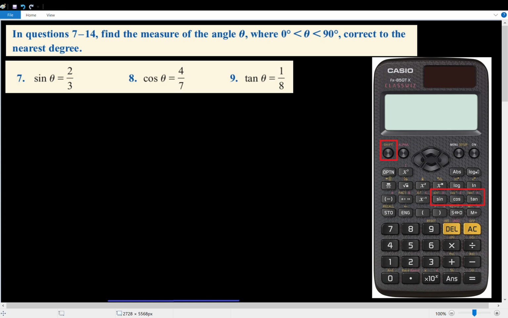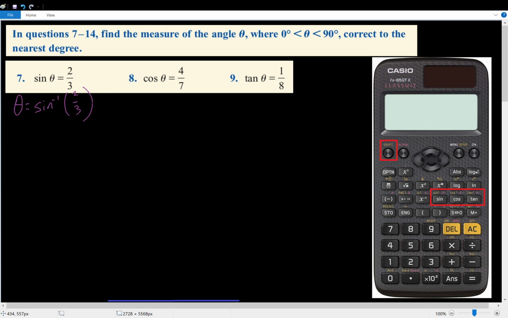So for question 7, we'll start here. We've been told that the sine of theta is equal to 2/3. Now our next line on this means that we're going to say that theta itself is equal to sine inverse of 2/3. There's no simple way to do this without a calculator, so we're going to have to go to a calculator in order to solve this.